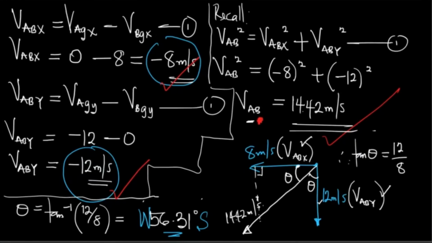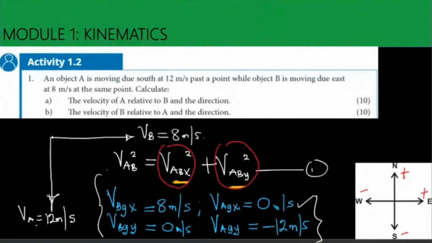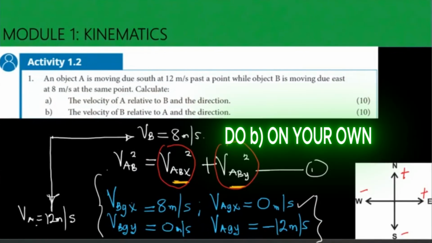So whatever that you got here, because I got negative, negative, that's the reason why I drew it in that direction. So that is how you get your direction. Okay, so I want you guys to try the second one, which is the one of B relative to A now. Can you try that?